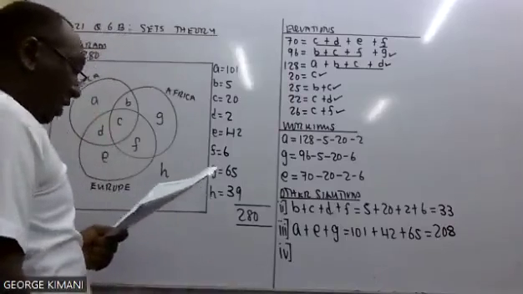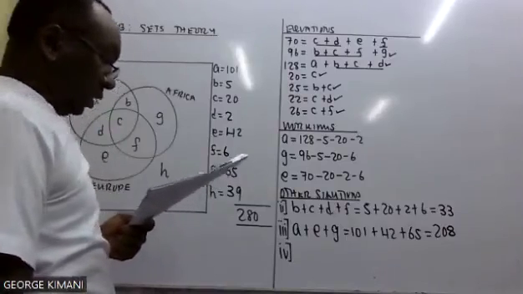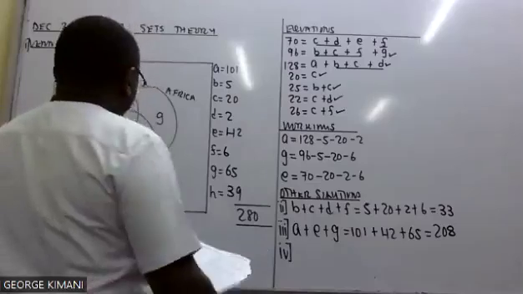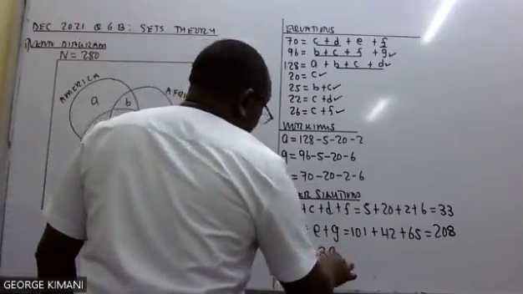Roman 4, the number of delegates who represented none. That is H. H is 39.